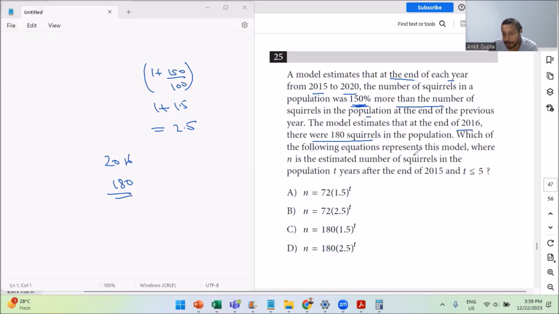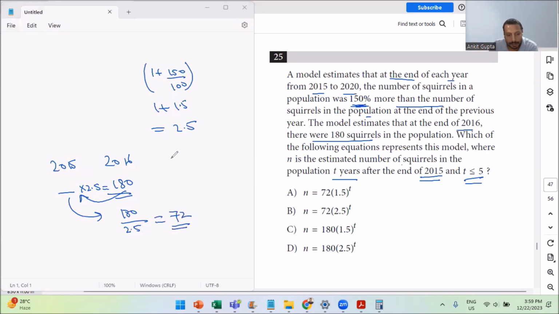Which of the following expressions represents this model, where n is the estimated number of squirrels in the population t years after the end of 2015? That means 2015 is the base year, and t years after 2015, what will be the value of the function, right? So we need to find that expression in this case where t is less than or equal to 5. Now we know the population in 2016, so we can find the population in 2015, which will be 180 divided by 2.5, right? Because 2015 population multiplied by 2.5 gives 180. So this number will be 180 divided by 2.5 and will be equal to 72.